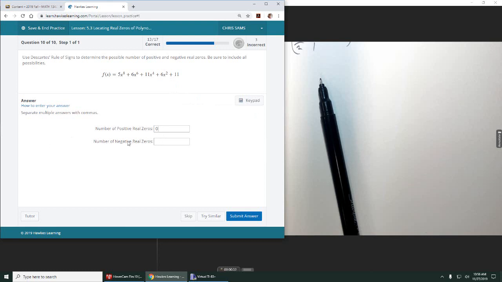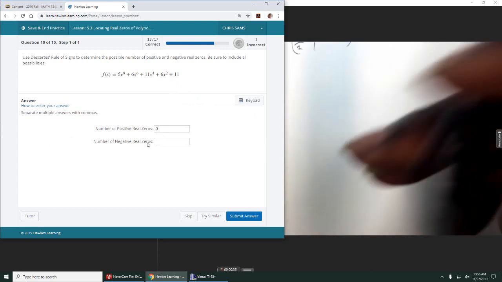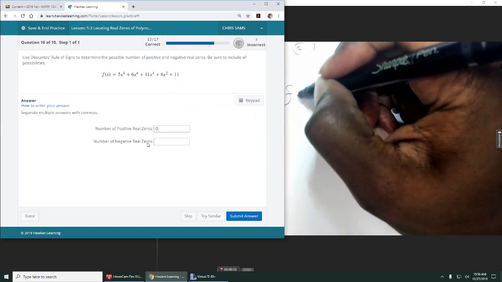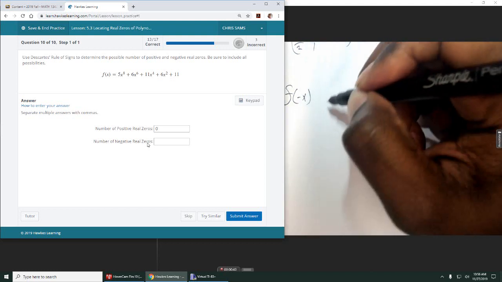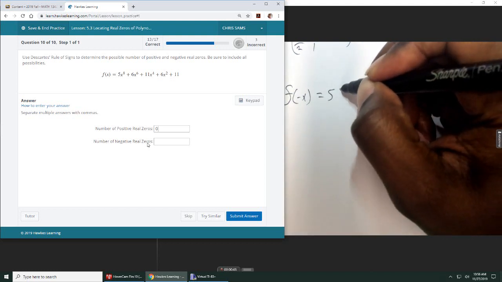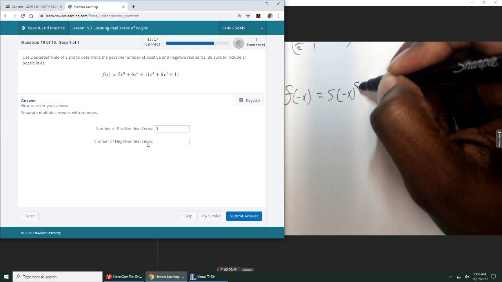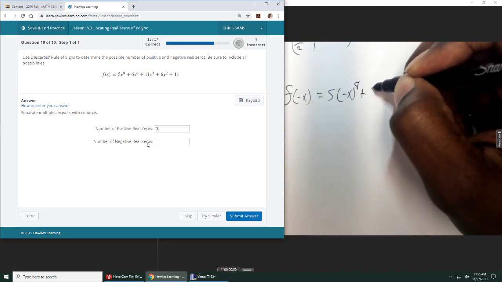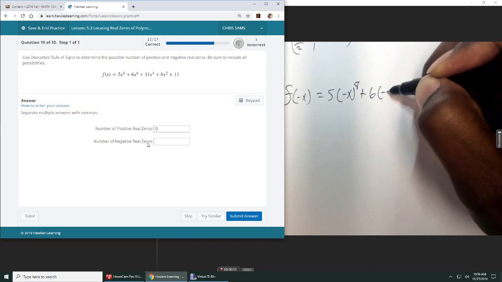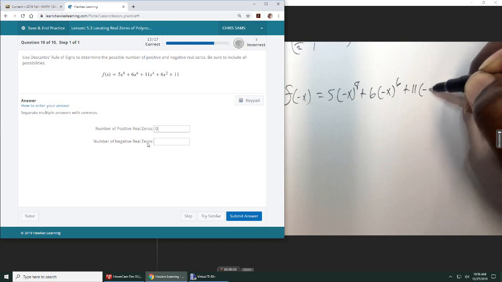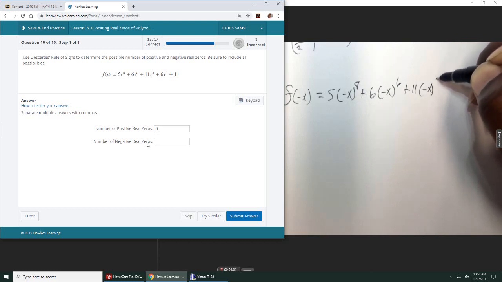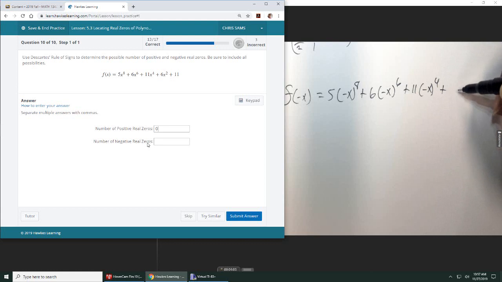Now we're going to try to find the number of negative real zeros. So to find the number of negative real zeros, we take our function and we plug in a negative x, and then we count the number of sign changes for that one. So we're going to do 5, and then parentheses negative x to the 8th, and then plus 6, and then negative x to the 6th, plus 11, negative x to the 4th, and then plus 6 times negative x squared, and then plus 11.